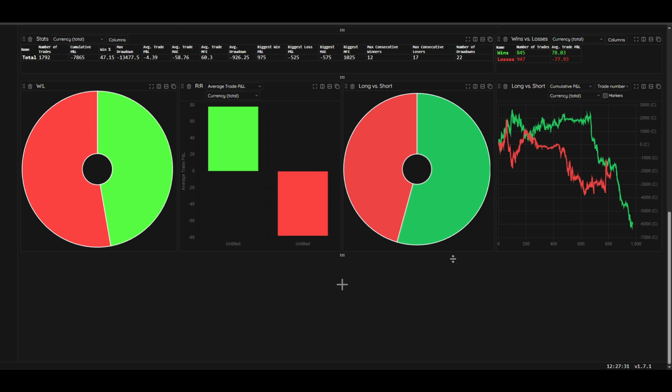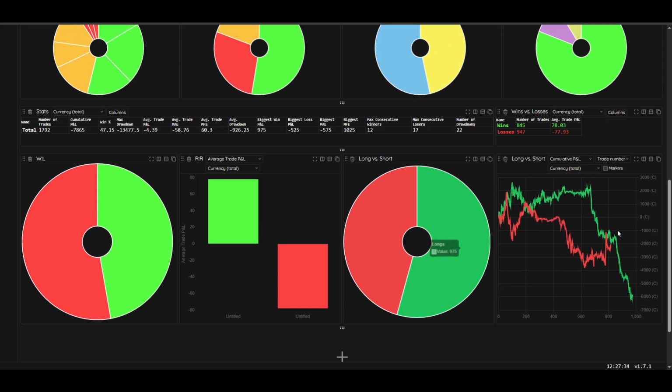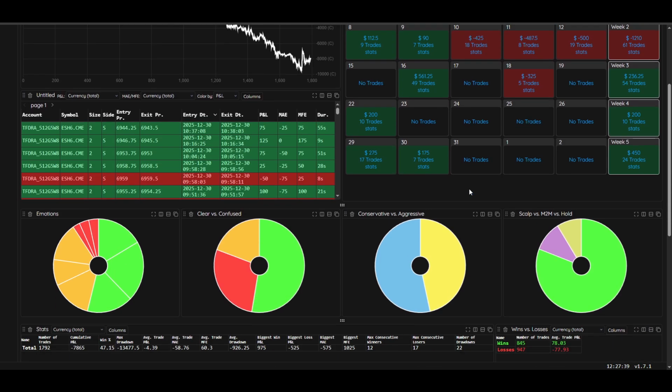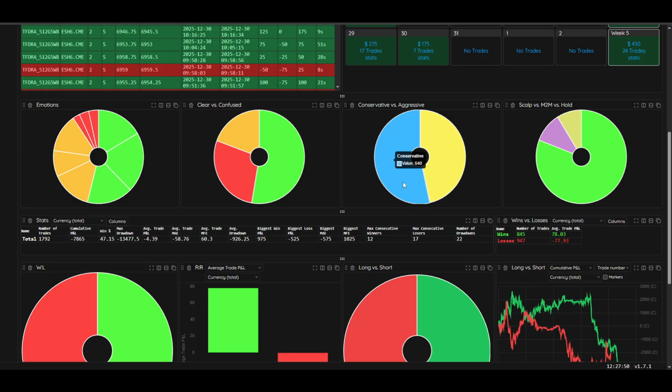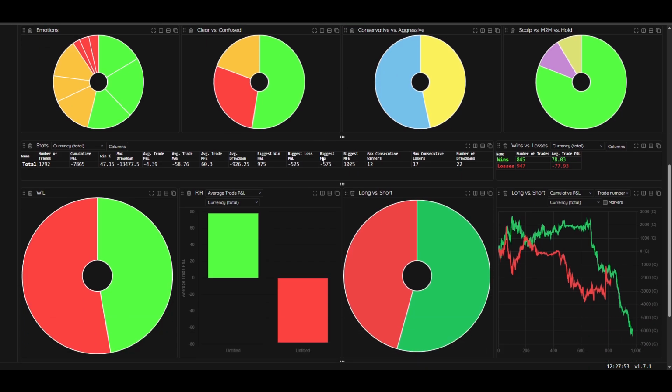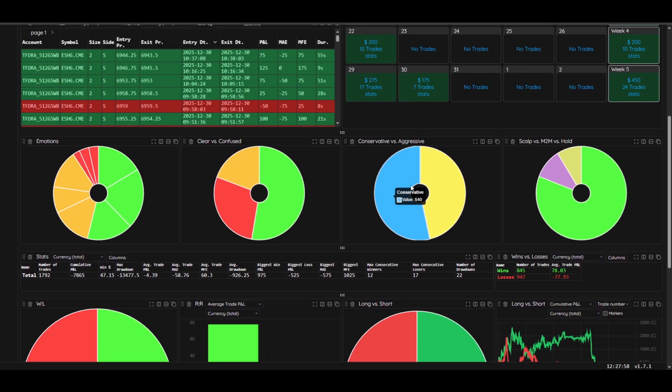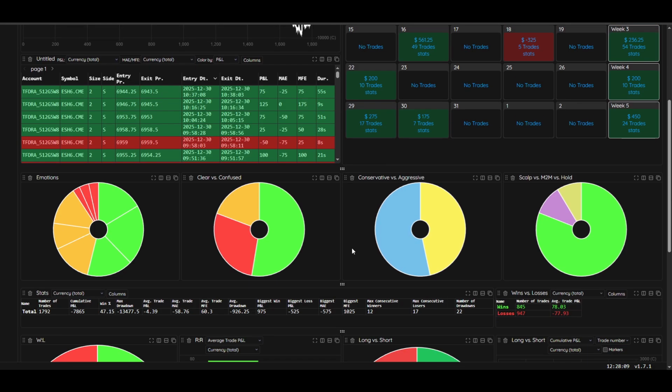Have you gone through your statistics at all? I do try to look at them, particularly for bad days. If I'm having a really bad day, I'll go and look at the last couple weeks of data, filtering for things like emotions, clear versus confused, conservative versus aggressive, and it gives me a better idea of my progress as a trader rather than just what my P&L was that day. But as far as data crunching, no, I have not crunched the data.